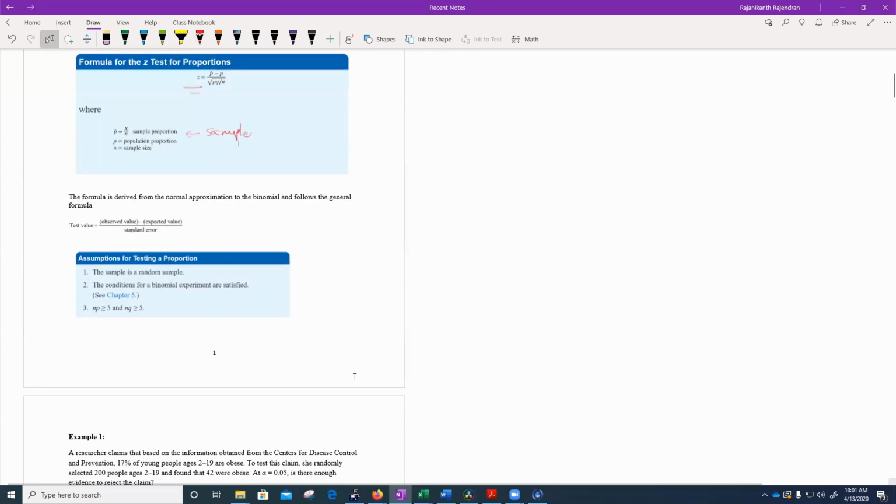So we had three assumptions. The first two are the common ones whenever you do testing. But the last one is a condition that should be satisfied: the sample size multiplied by the probability of success, n times p, should be bigger than or equal to 5, and n times q as well.